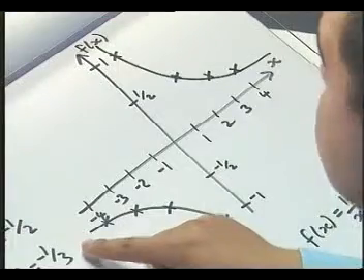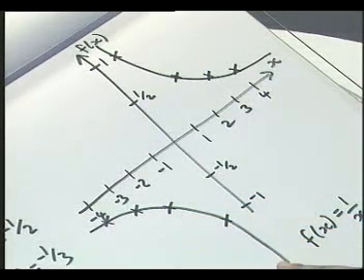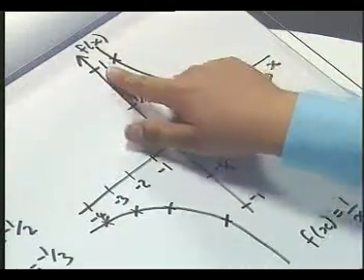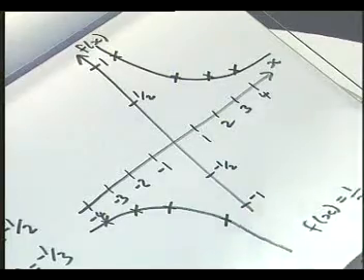So you can see that as we approach 0 from the left, our output approaches negative infinity, and as we approach 0 from the right-hand side, our output approaches positive infinity. And these are very different things.